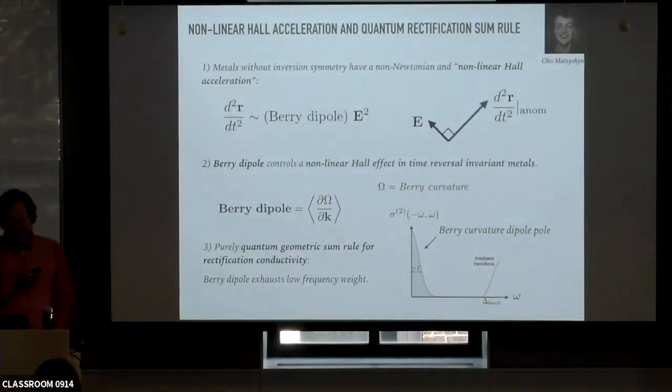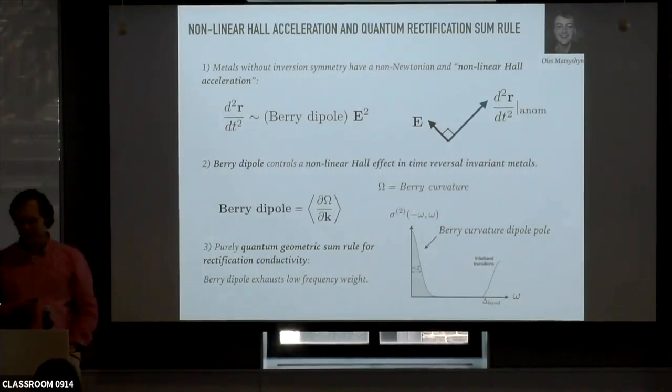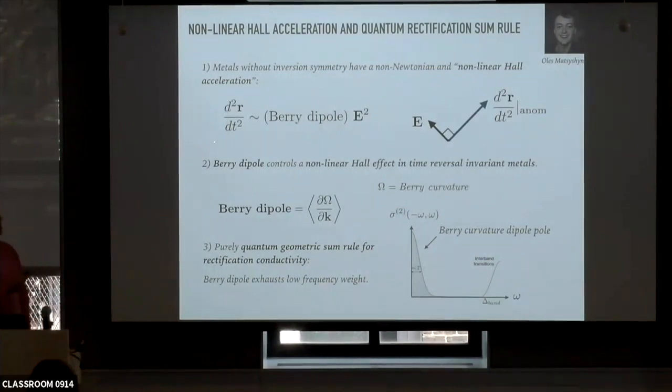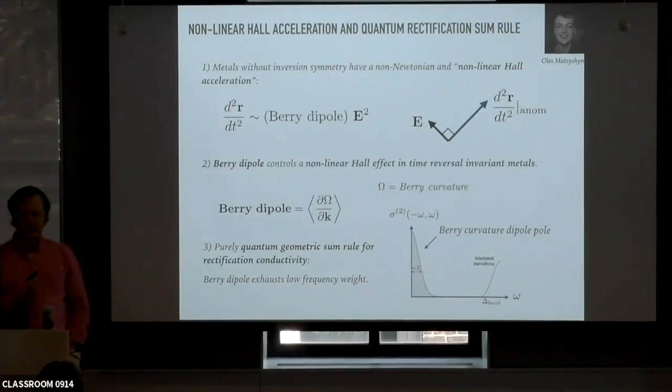Yeah, so this is a one-slide summary of the main ideas I want to convey in this first part of the talk, the part that is related to the nonlinear Hall effect. I want to convince you that in metals that lack inversion symmetry, there is a correction to Newton's law, according to which the acceleration of the electron liquid scales not with the linear applied force, but instead with the square of the applied force or applied electric field.